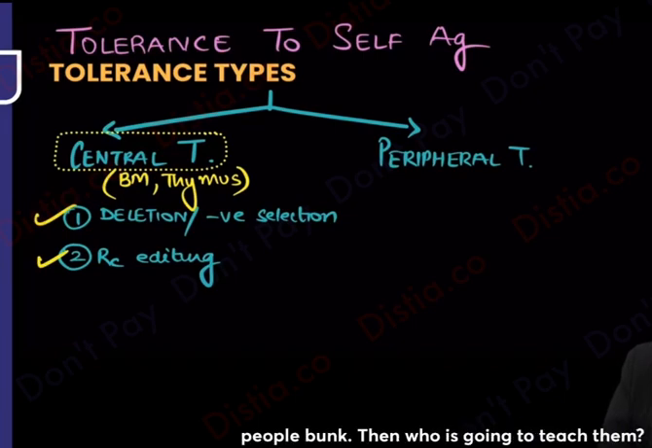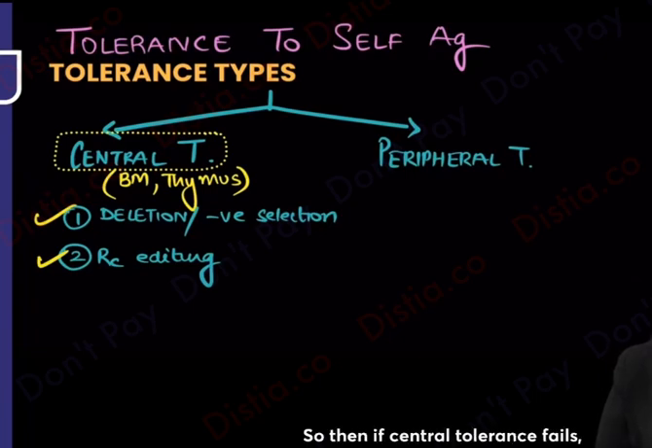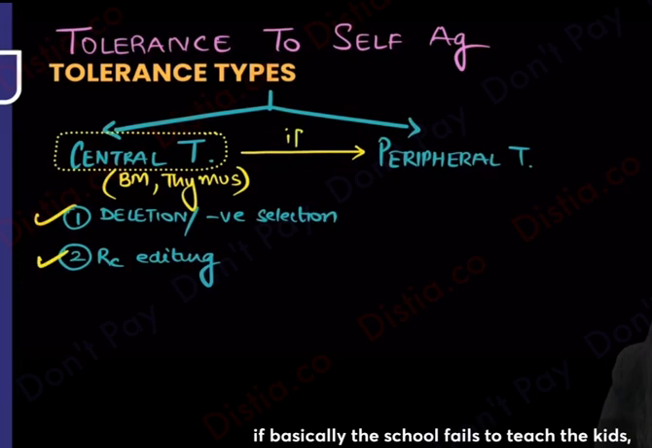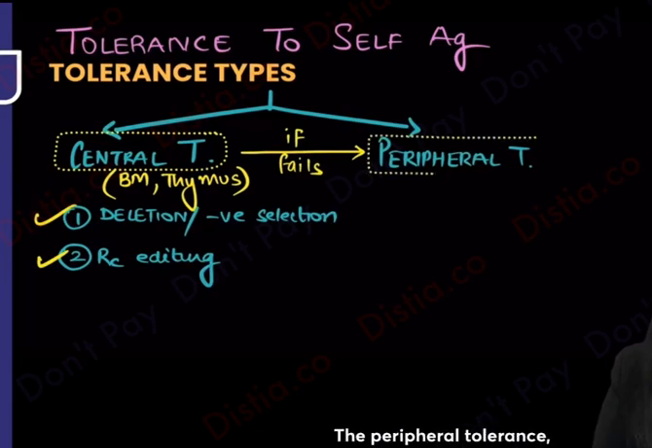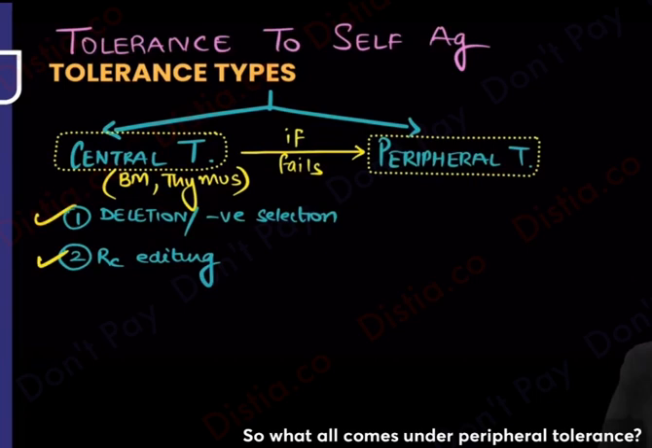Then who is going to teach them? Tuition classes are going to teach them. Coaching classes are going to teach them. So then, if central tolerance fails, if basically the school fails to teach the kids, who is going to teach the B and the T cells? The peripheral tolerance, the coaching classes are going to teach the B and the T cells. So what all comes under peripheral tolerance?